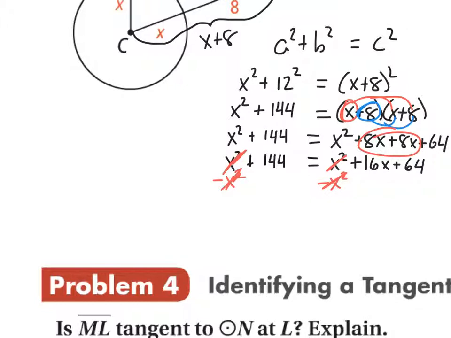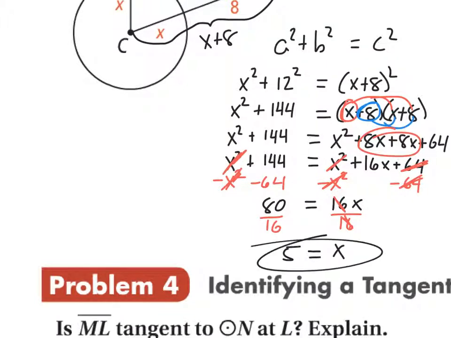Okay? So I still need to keep going, because I want to get my whole numbers to the left side. So I'm going to subtract 64 from both sides. So that goes away. 144 minus 64 gives me 80, which is equal to 16x. And to solve for x, I now have to divide by 16. And yep, you're right. X is going to equal 5. Okay. Questions?